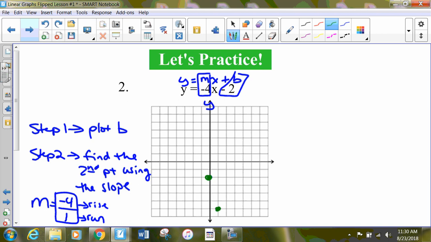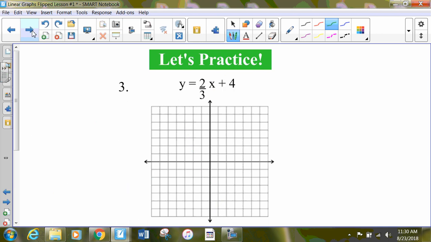And then we notice for the first time today, when we connect these two points, oh man, I missed the point. Hopefully you used your ruler and you didn't miss the other point. Hopefully we noticed, oh, the line has a negative slope, which makes sense, right? Because the original equation had that -4. All right, let's practice another one.